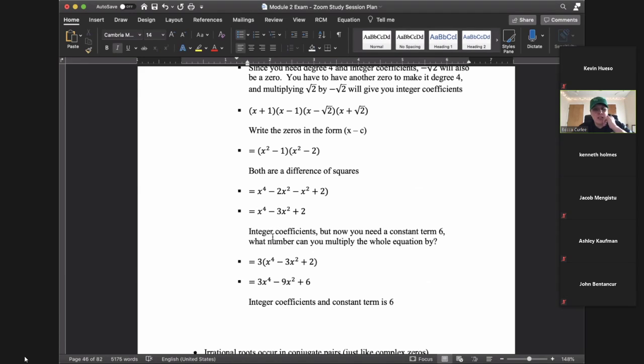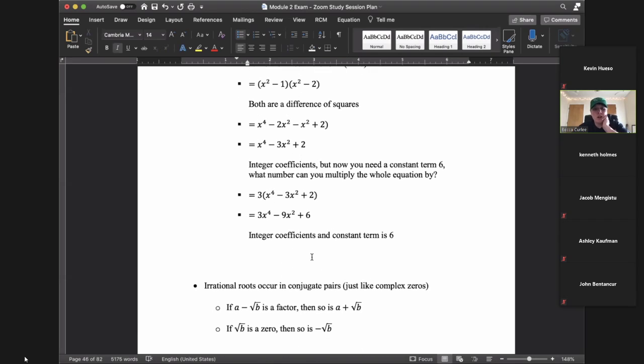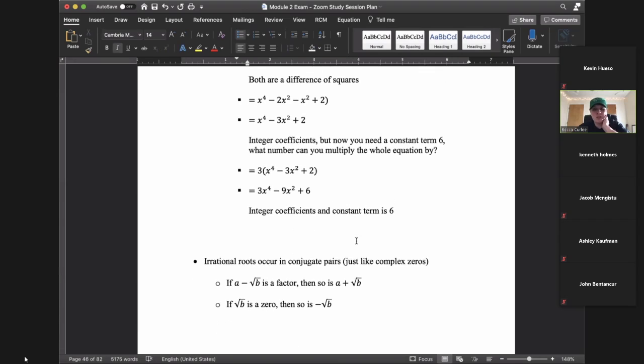So we've got integer coefficients, but you need a constant term of 6. What can you multiply the whole equation by? Well, we can multiply it by 3 to get 6. So we've got 3 times x to the fourth minus 3x squared plus 2, which gives us 3x to the fourth minus 9x squared plus 6. So now we've got all integer coefficients and a constant term of 6.